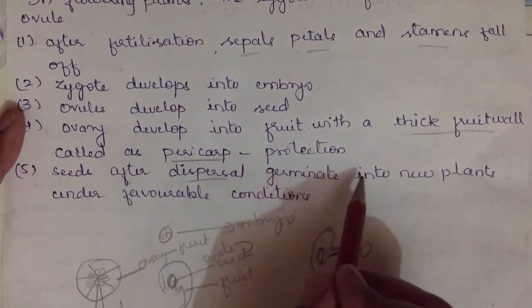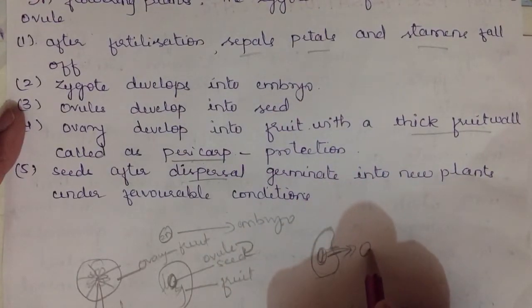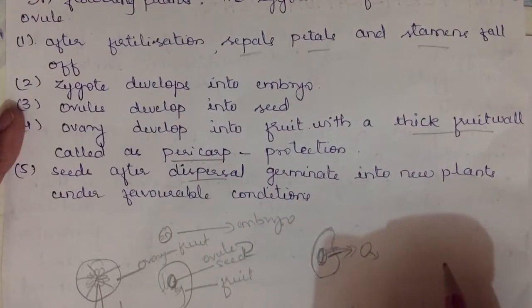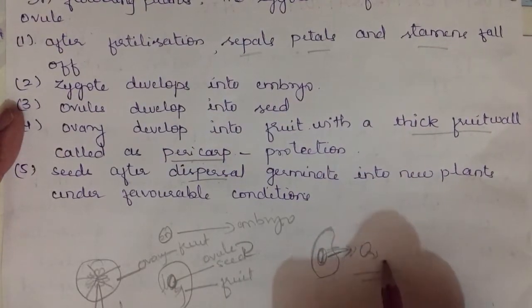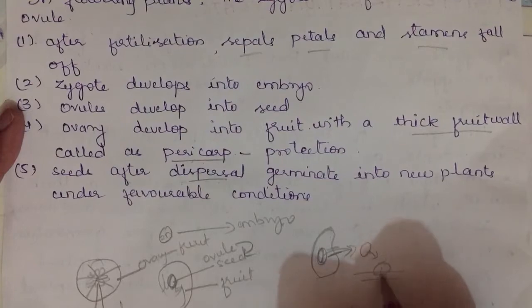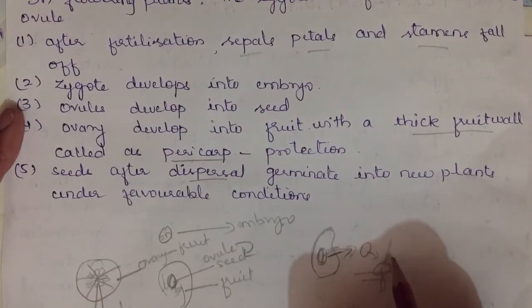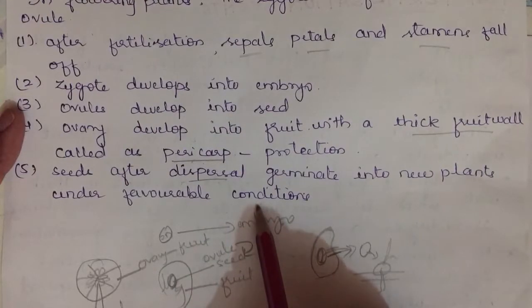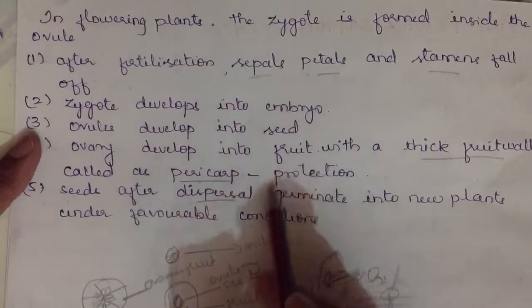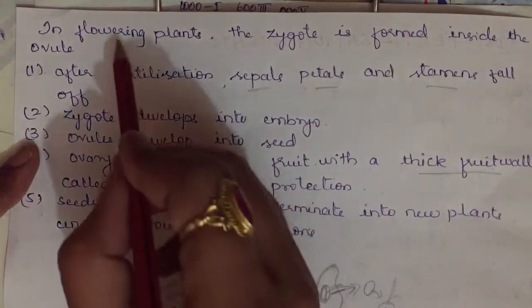Seeds after dispersal germinate into new plants. Because it has been dispersed, it falls on the ground or somewhere based on its weight, and it germinates on the soil. When it falls on the soil, it forms roots, stem and other parts, growing into new plants under favorable conditions. These are the changes in post-fertilization events in flowering plants.